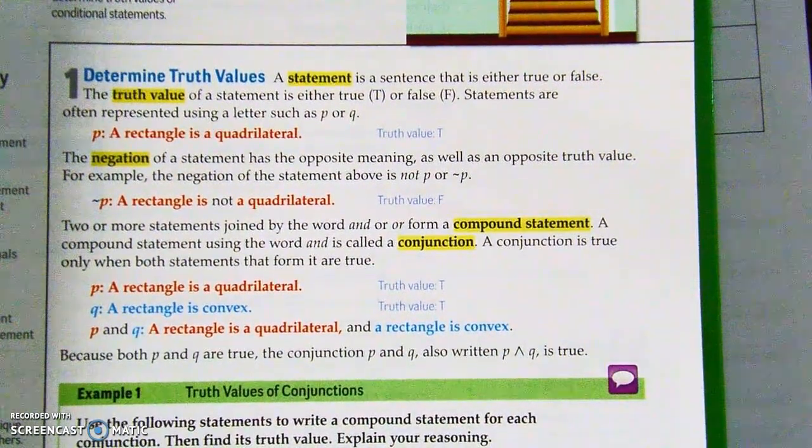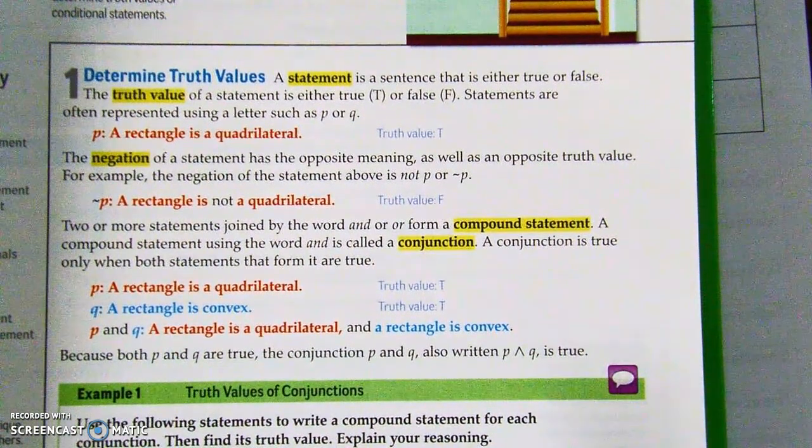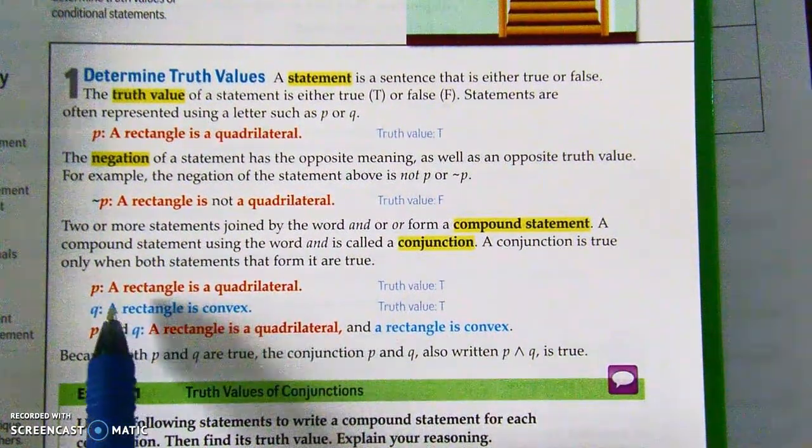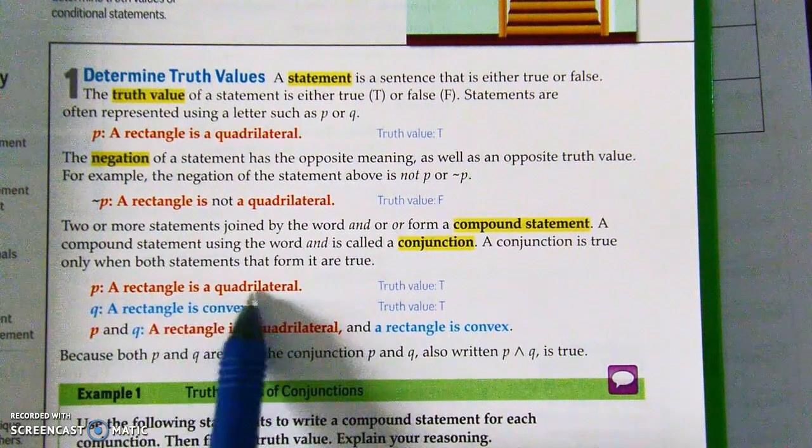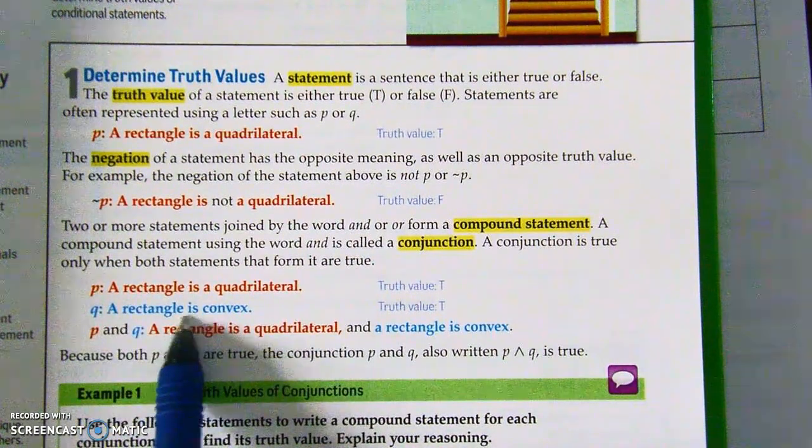of the conjunction, I always think of Schoolhouse Rock, you know, "Conjunction Junction, what's your function?" That's the only part I know of that song from when I was growing up as a little kid. Anyways, a rectangle is a quadrilateral, and a rectangle is convex.